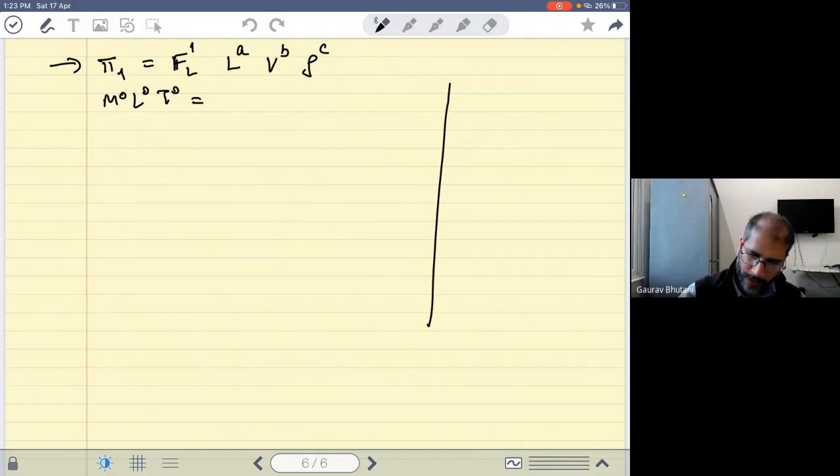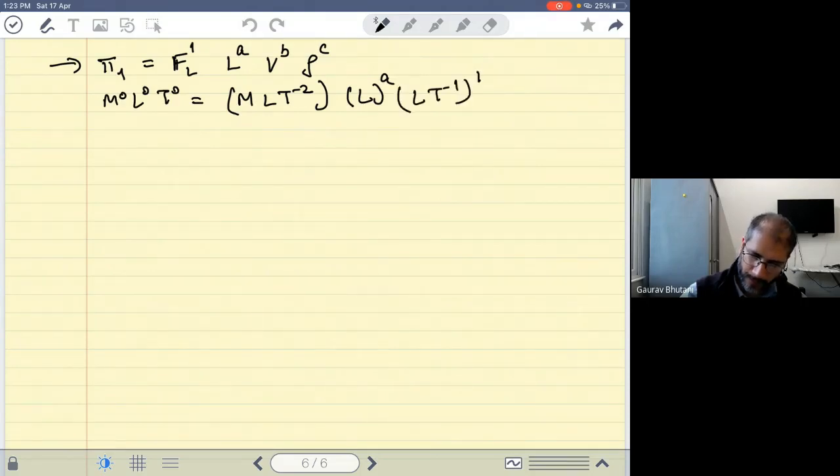So force is mass times acceleration. So mass is m, and acceleration is meters per second square. This is to the power of 1, and then L to the power of A, velocity is meters per second, and density is kg per meter cube.